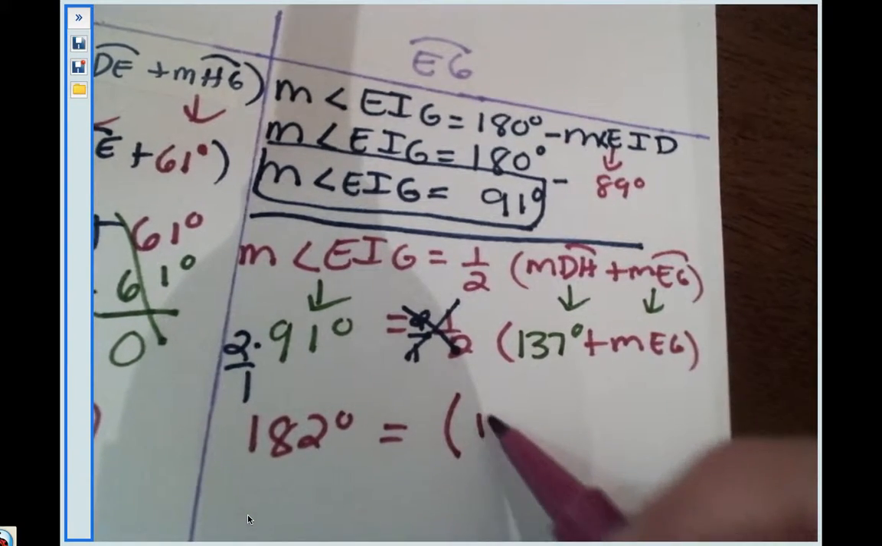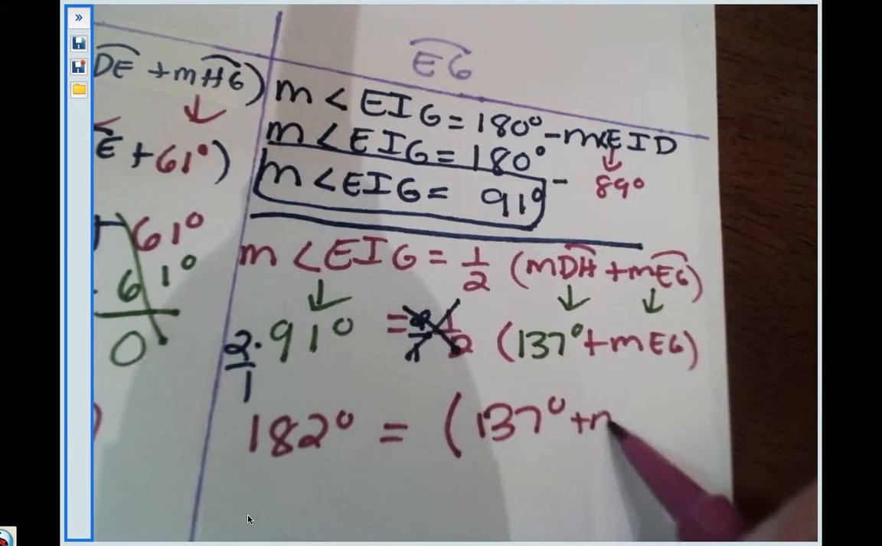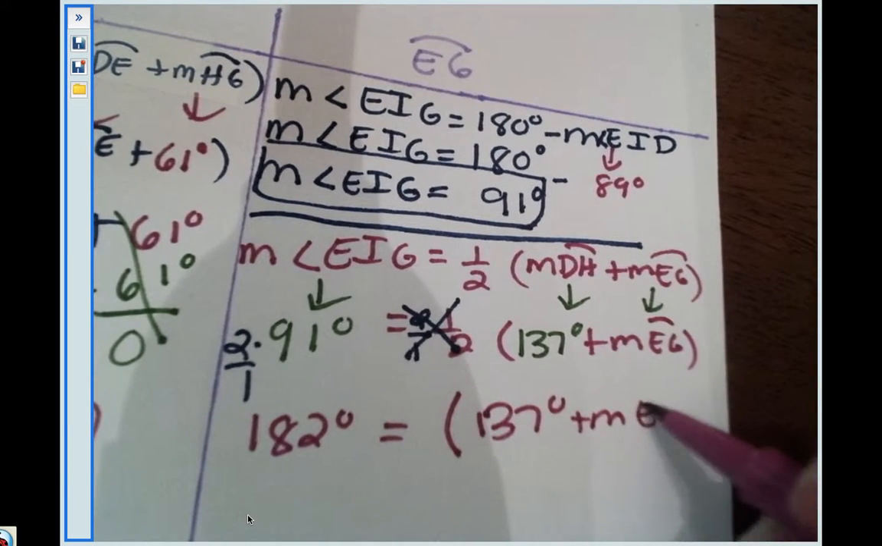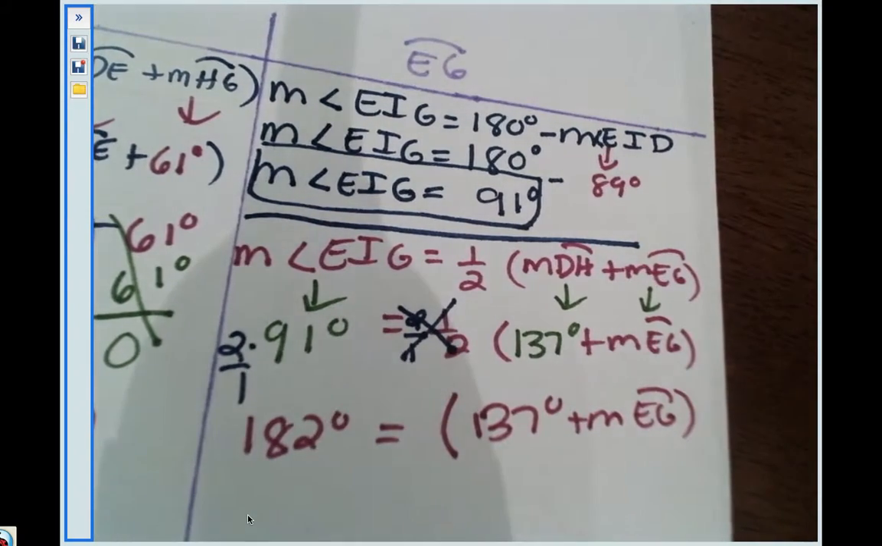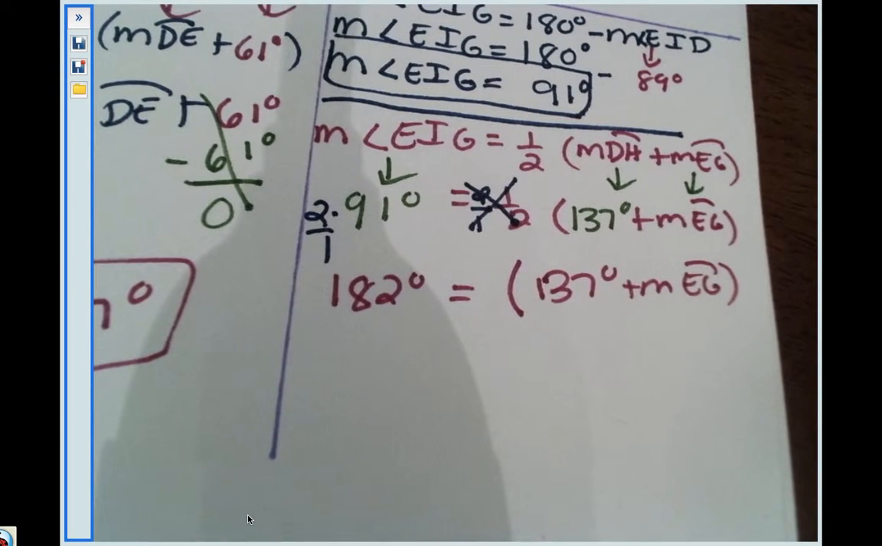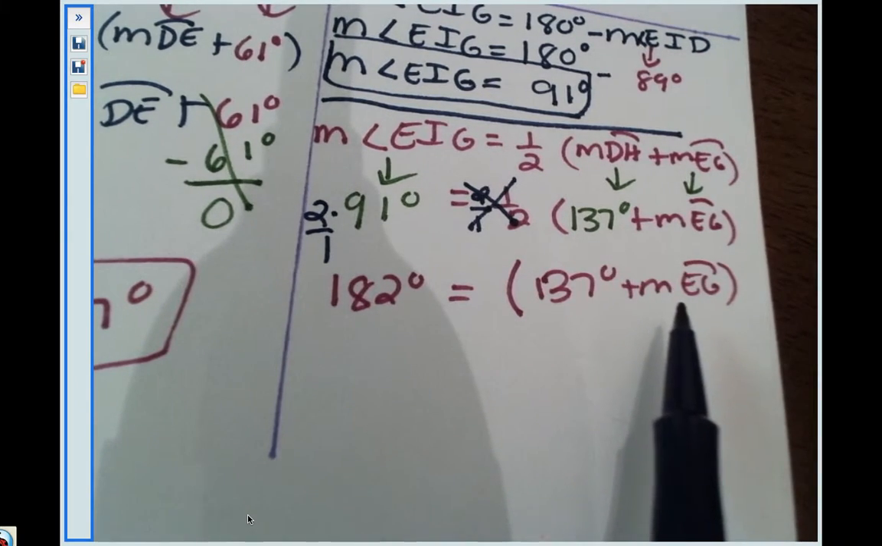All right, and then I'm left with 137 degrees plus the measure of arc EG. All right, let's get the measure of arc EG by itself. Technically, I didn't have to put these parentheses because now I'm simply just adding, so they're a little bit unnecessary. Sorry guys, I technically don't need them.